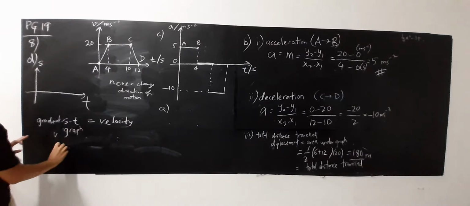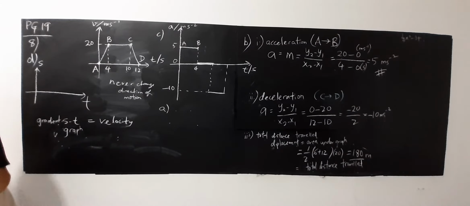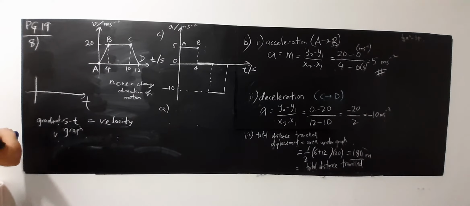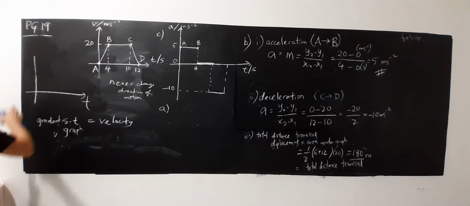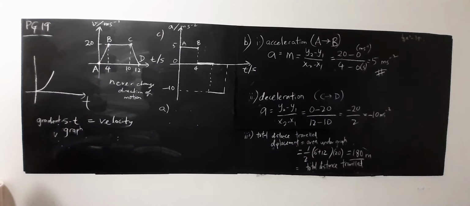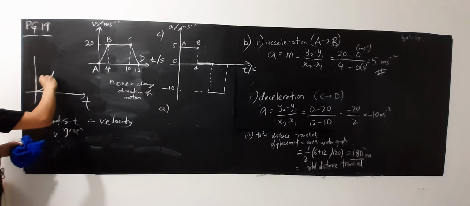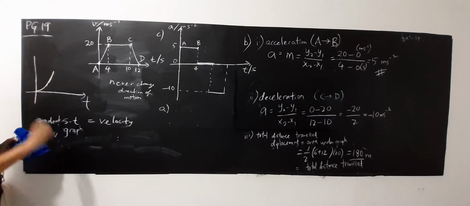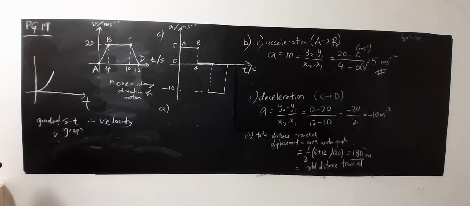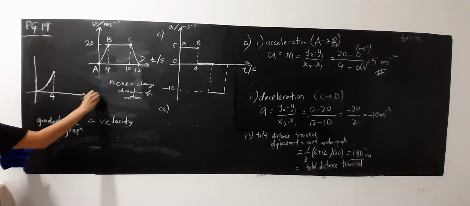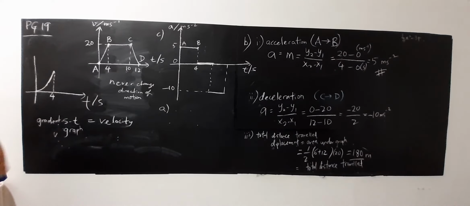So how are you going to draw a gradient which is increasing? It will be something like this. Gradient increasing. If you try to find the gradient here and here, you will find it keeps increasing. It gets steeper and steeper in this case. So this one is our first part, the 4 seconds here.